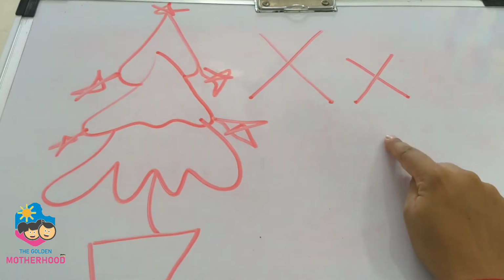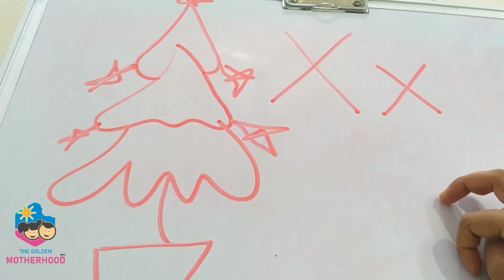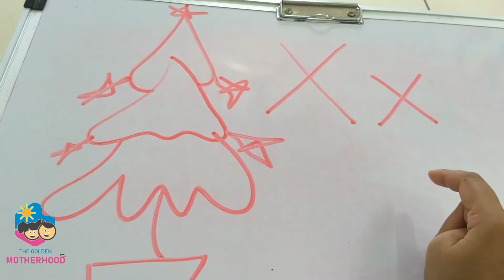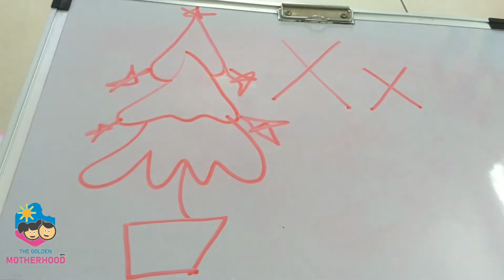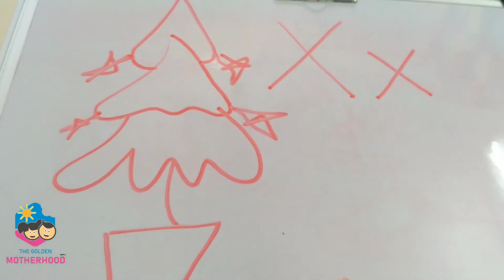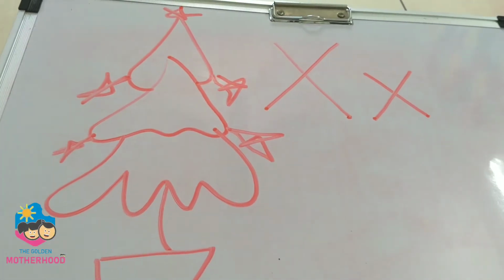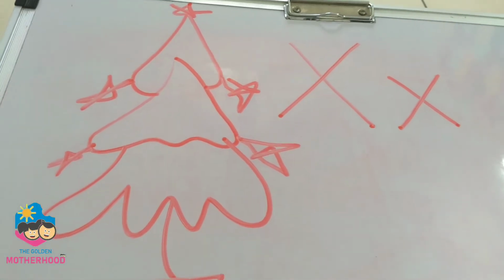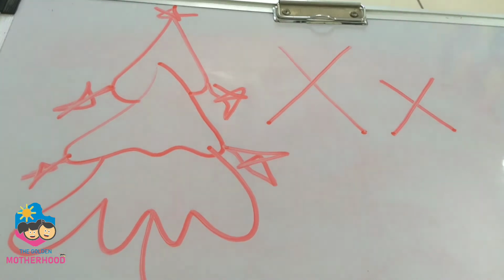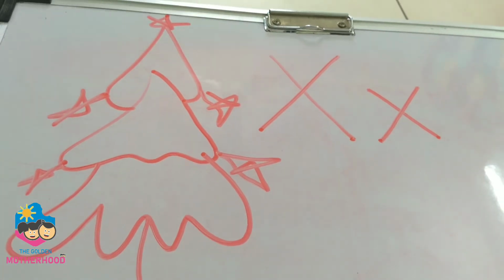Here this is an X. X is a combination of 2 slant lines. Capital and small x look the same. X for Xmas tree, X for X-ray, X for xylophone, and also fox, box, ox.